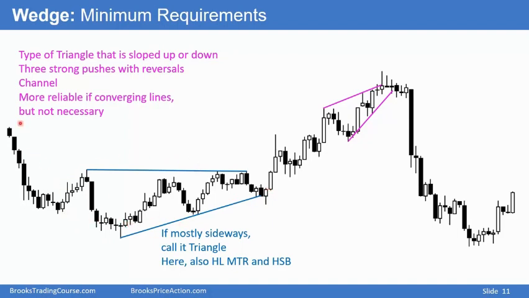There's also a bear trend, bull breakout, higher low, major trend reversal, and a double bottom, higher low, major trend reversal. Traders buy for the reversal up. You can also call it a head and shoulders bottom, left shoulder, head, and then right shoulder. And the right shoulder formed a double bottom.